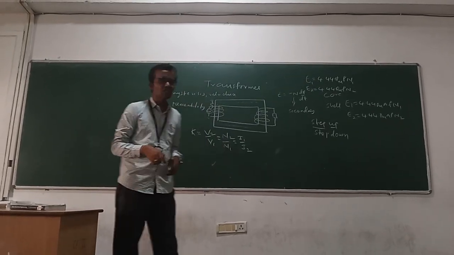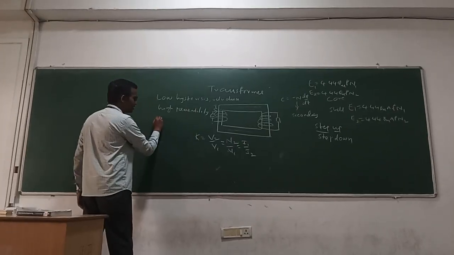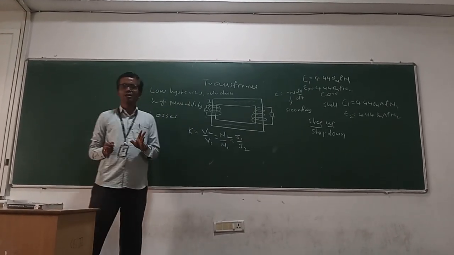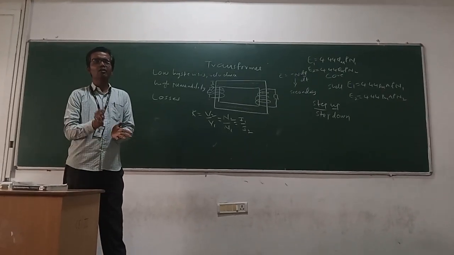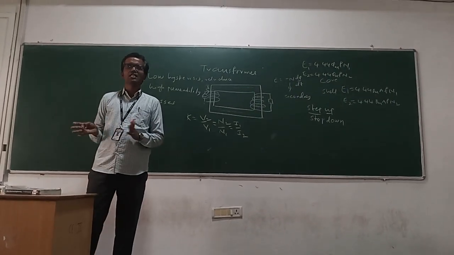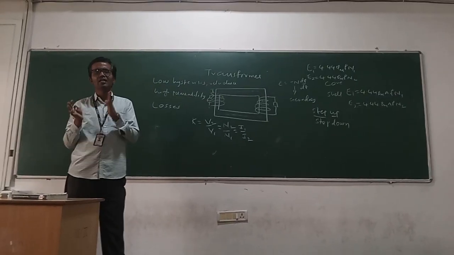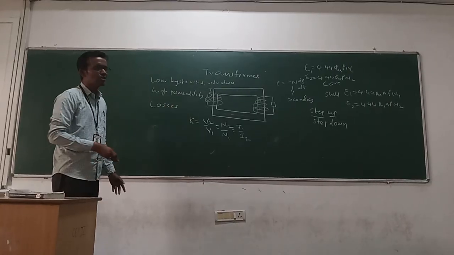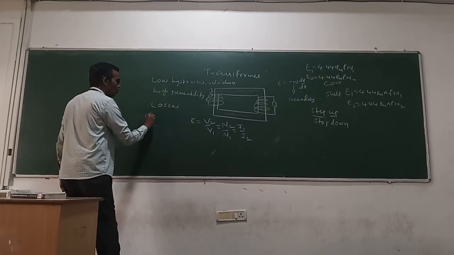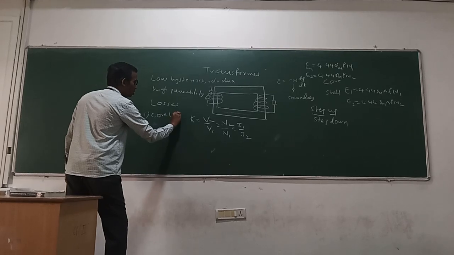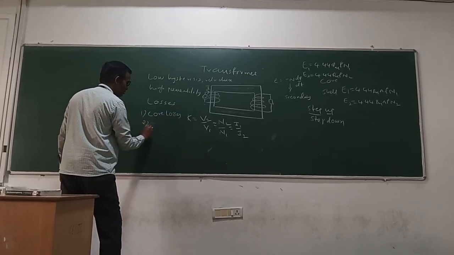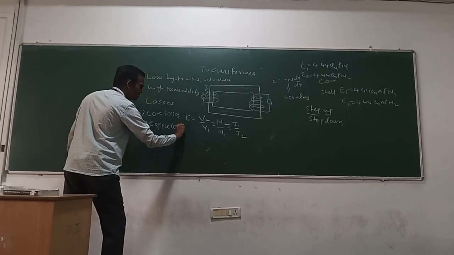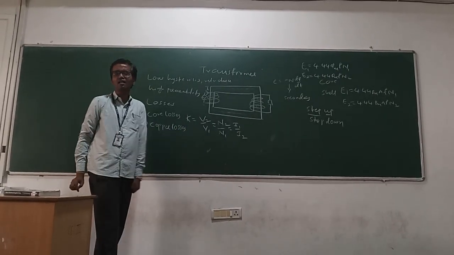Similarly, let us go to the losses. When we give the input to the transformer, not all the input is transferred to the secondary. Some amount of power will be wasted as losses in the transformer. The losses that mainly occur in the transformer are, first, the core losses, and second, the copper losses. These are the two losses generally found in the transformer.